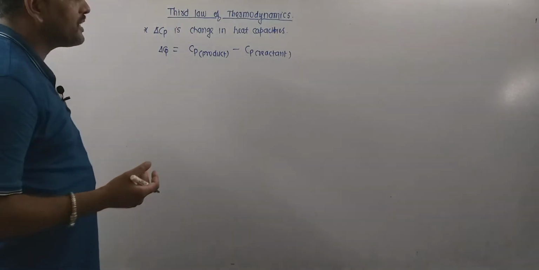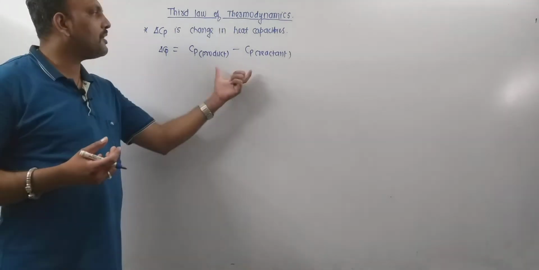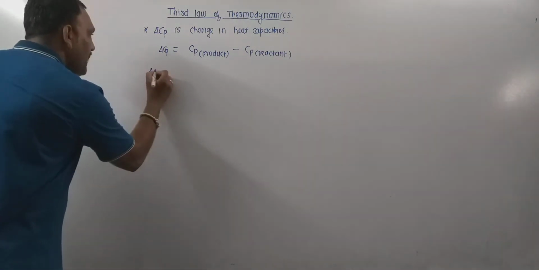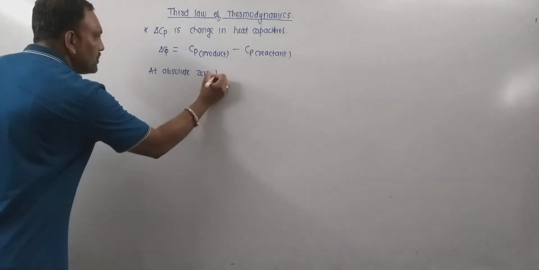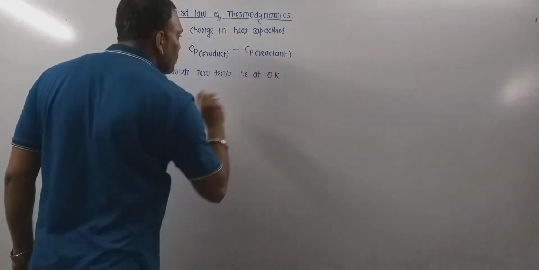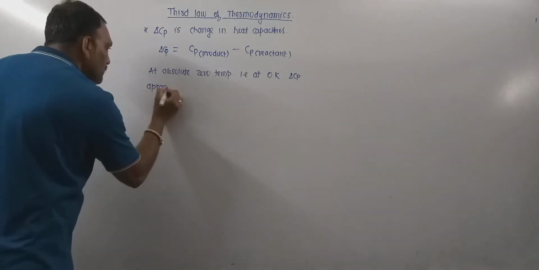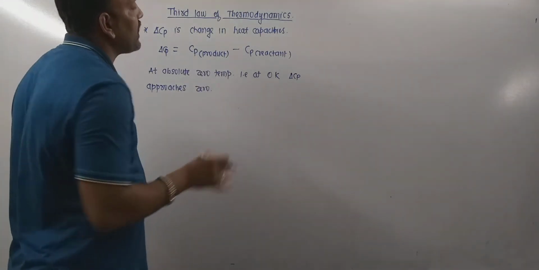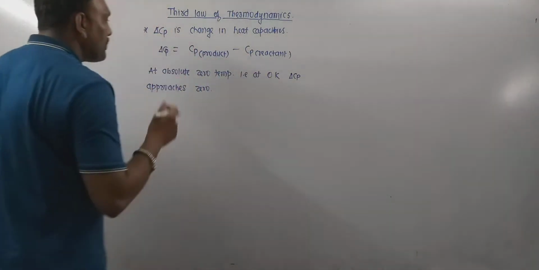As temperature decreases, delta Cp goes on decreasing. I mean the difference becomes lesser and lesser. And remember, at absolute zero temperature, that is at 0 Kelvin, delta Cp approaches zero. So what does it mean? It means that at absolute 0 Kelvin, Cp of product becomes equal to that of reactant.